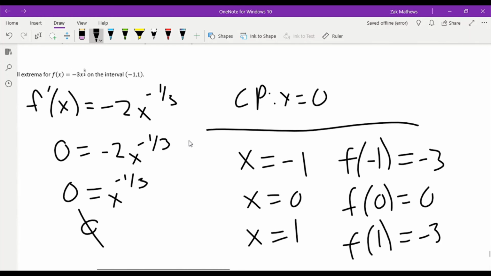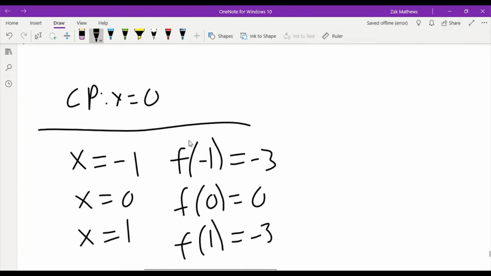So we have our three values, and if it helps, you could even put them on a little sketch: -1, 1, and 0. I don't have to make it super accurate. I don't have to have all the bends correct. Just getting the positions. So at -1, we were at -3. At 1, we were at -3. And then at 0, we were at 0. So clearly, we're going up, and then we're going back down.